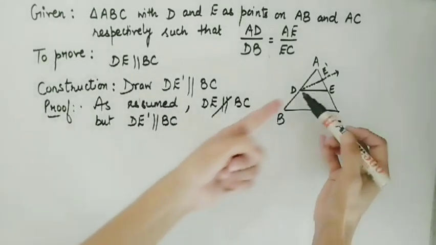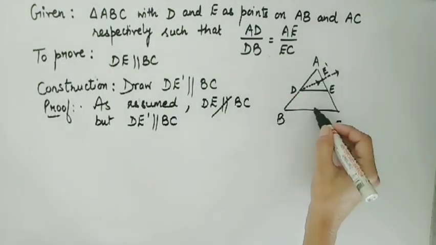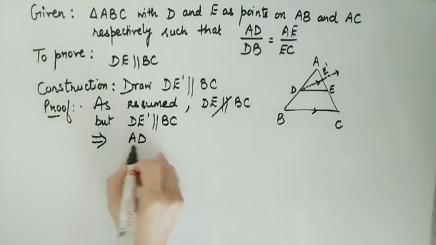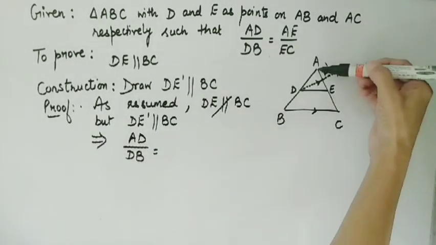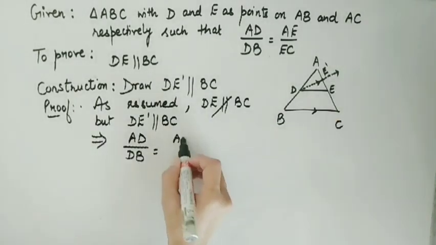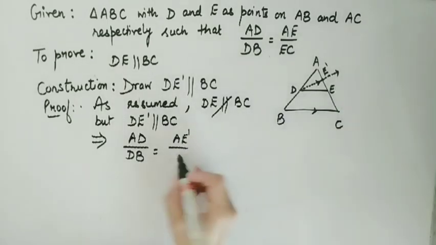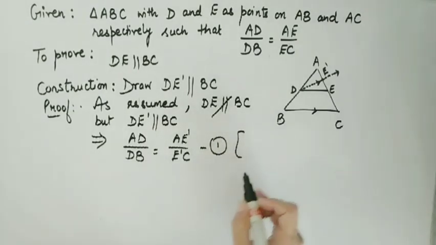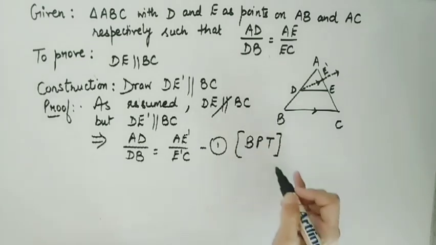Now if DE dash is parallel to BC, that implies AD by DB must be equal to AE dash by E dash C. This is equation 1. What's the reason? This is by basic proportionality theorem.